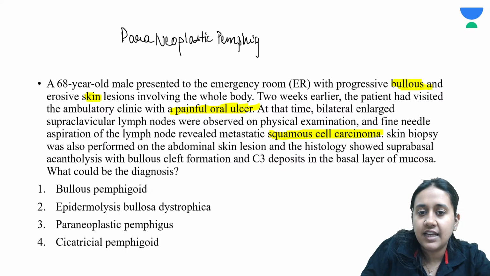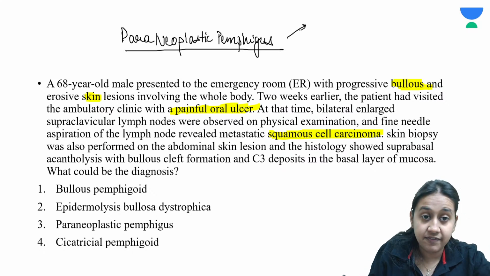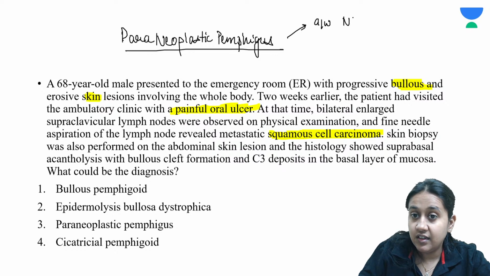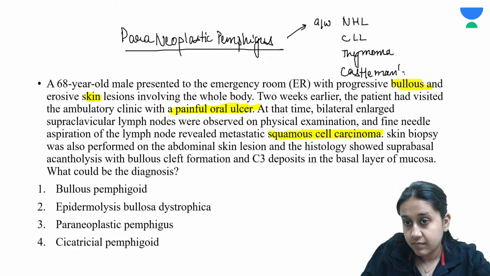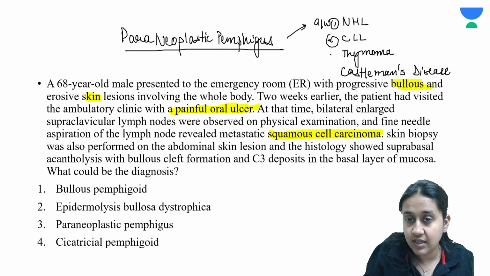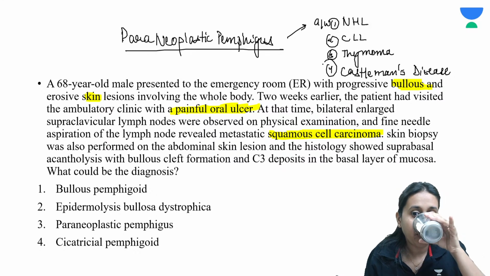Paraneoplastic pemphigus is a type of pemphigus where the patient has an underlying malignancy like non-Hodgkin's lymphoma, chronic lymphocytic leukemia, thymoma, or Castleman's disease. These are the diseases associated. Non-Hodgkin's lymphoma, CLL, thymoma, and Castleman's disease. Clear?